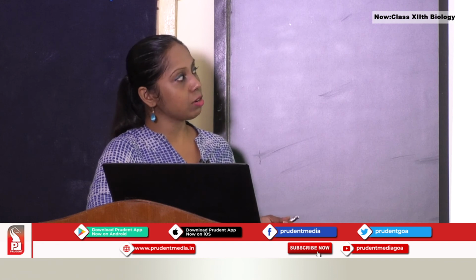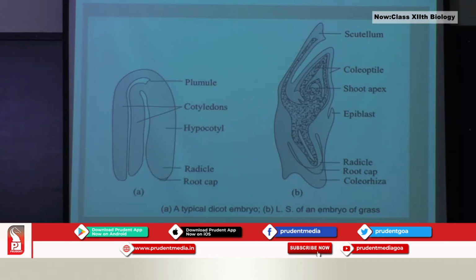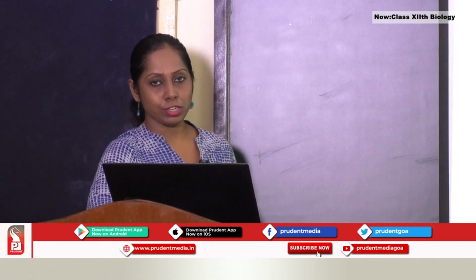Besides the single cotyledon called scutellum, you will also have the regions which are going to be responsible to give rise to the body of the plant. That is the shoot apex, the plumule region, the radicle with the root cap. You also have additional sheaths which are not found in a dicot embryo. One is called coleorhiza, the other one is called coleoptile. What is coleoptile? It is a protective covering enclosing the plumule. And what is coleorhiza? It is a protective covering that covers the radicle because these are sensitive tissues.